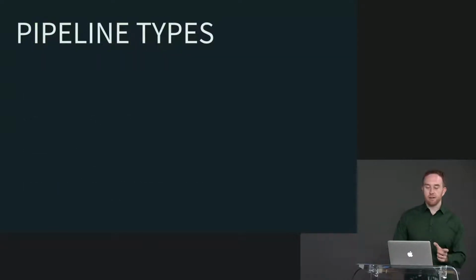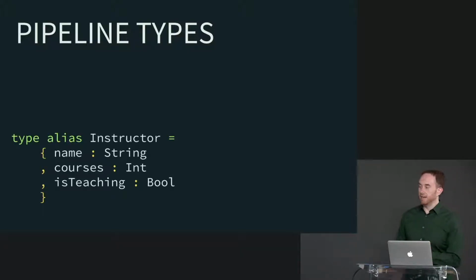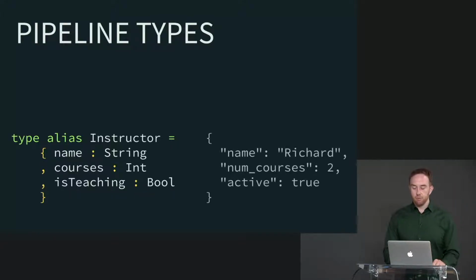And before we get to pipeline types, we're actually going to build our way up to that by talking about just plain old decoding types, the plain old decoder primitives themselves that are going to be used in the pipeline. So let's say we have a type alias called Instructor, and it's got name, which is a string, courses, which is an int, and isTeaching, which is a bool. So let's say Richard, numCourses 2, and active. These are the things that we're going to be decoding from.